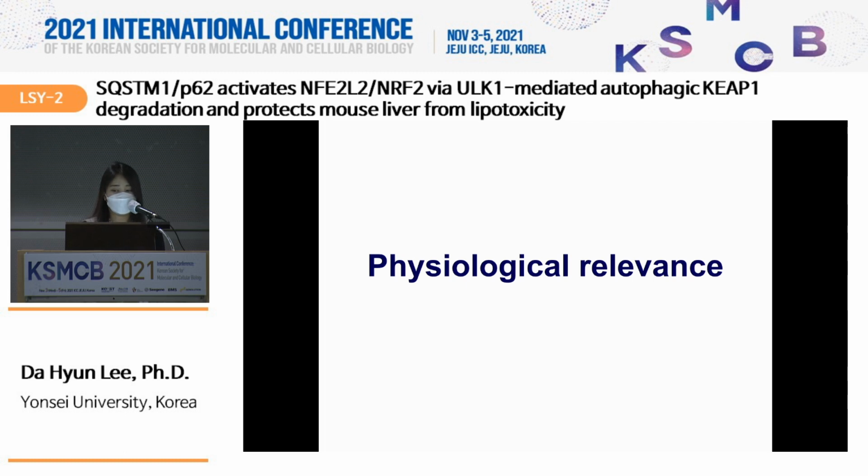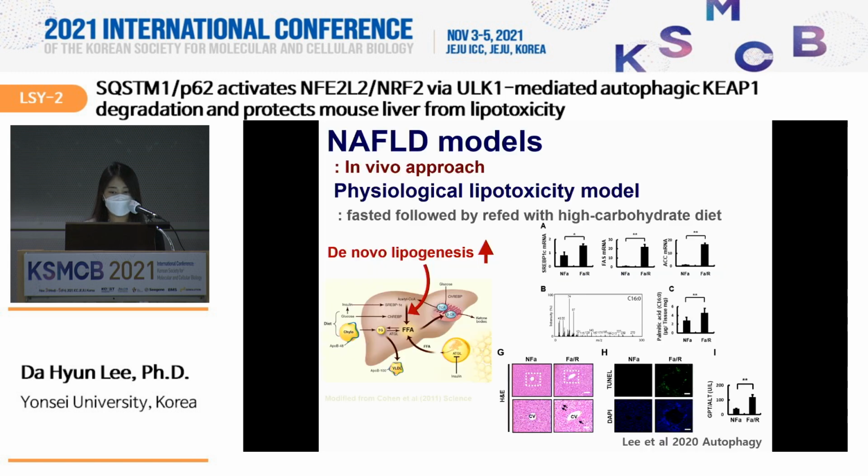From now on, for the physiological relevance, I will show you my results from the mice experiments. To set the in vivo approach for NASH models, mice are fasted followed by refeeding with high carbohydrate diets that can induce de novo lipogenesis in the liver, which causes physiological lipotoxicity. I was able to see the increase of lipogenic target genes and the number of palmitic acid in this model, accompanied with exacerbated liver injury.